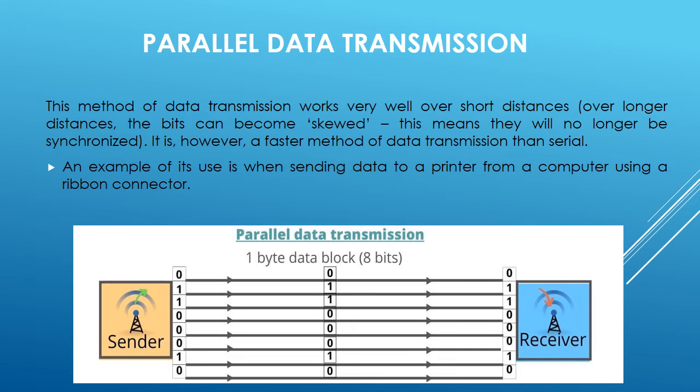In a ribbon connector, there are 8, 16, 24, or 32 parallel holes, which send 8, 16, 24, or 32 bits of data in parallel. So in the diagram, you can see a 1 byte data block, which means 8 bits, sent all together from 8 different lines.